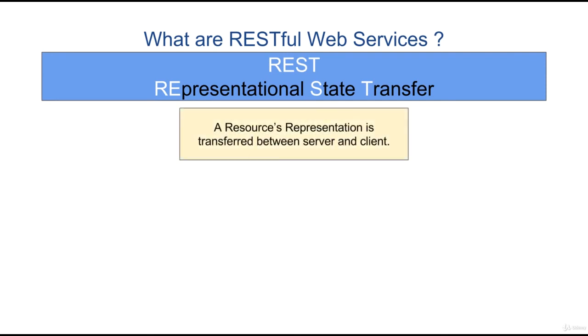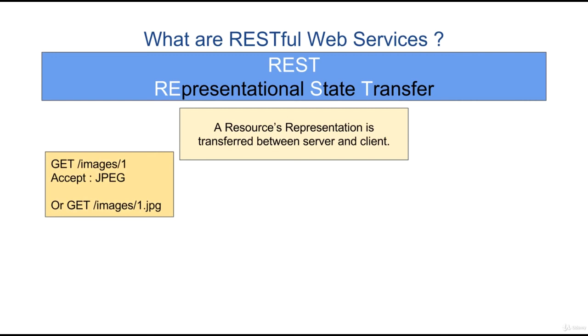So this means that every resource can be represented in multiple ways. So a resource may have a representation in an XML format or a JSON format, and whenever there is a request from the client, the representation of the current state of the resource is being transferred between client and the server. Let us look at an example.